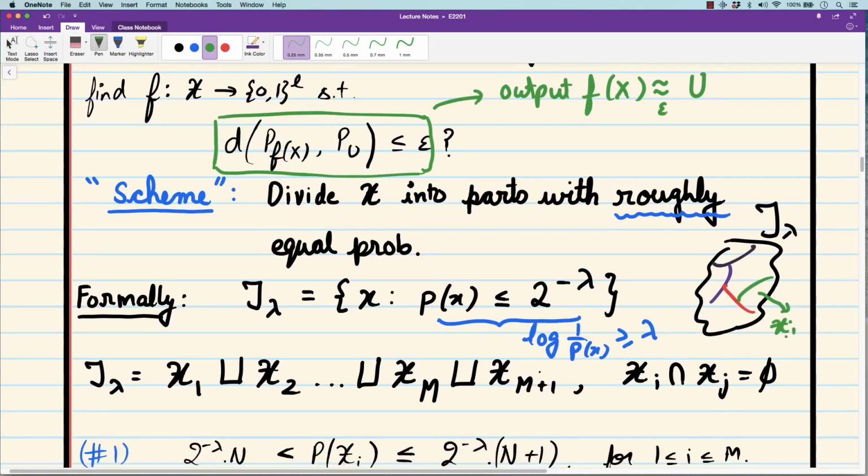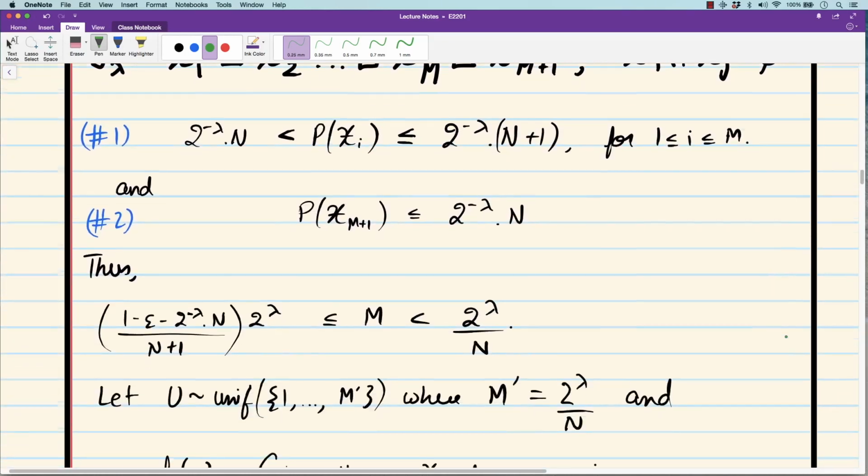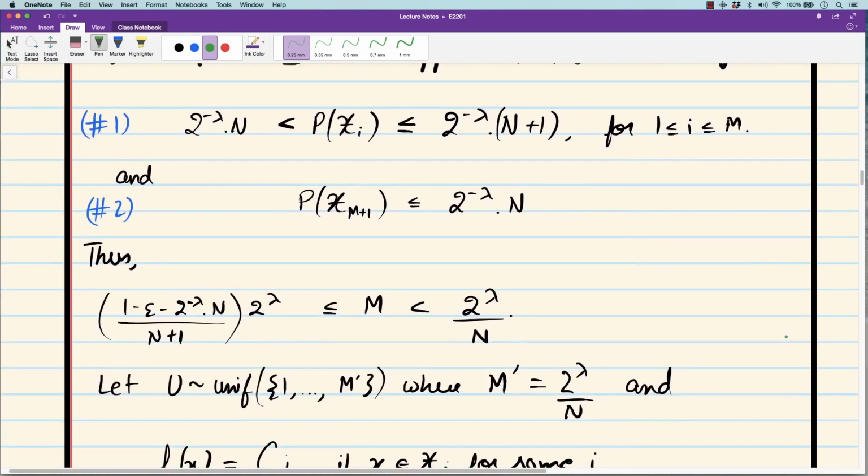What do we want out of these parts? What we want out of these parts are two properties. So here are these two properties that we want out of each of these parts. First, we want that the probabilities of all the parts are roughly equal. In particular, we want each to be between 2 to the power minus lambda n and 2 to the power minus lambda into n plus 1, for some n; this n is something we'll bring out later. Why can we do this? Maybe you can think about this question. Pause the video and think about it. Why can we divide T lambda into such parts?